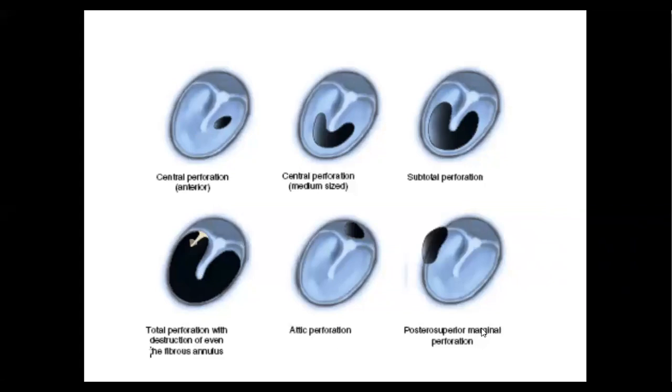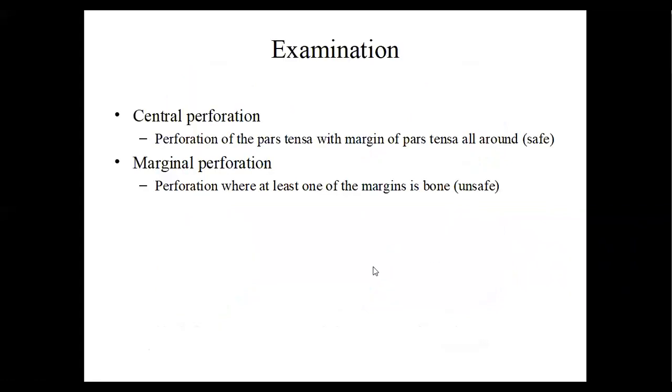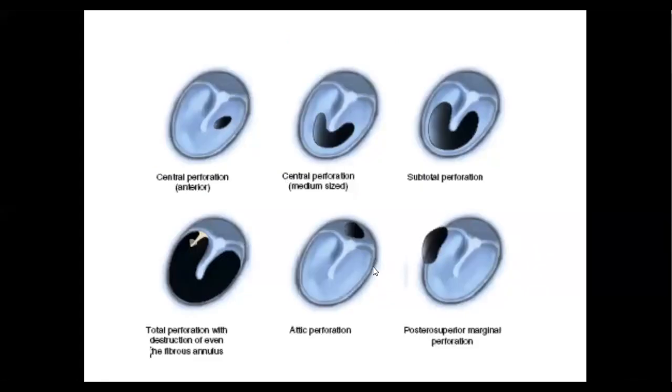Then coming to another variety, that is marginal perforation, where one of the margins of the perforation is made by the annulus. The remaining are by the remnant of the tympanic membrane, whereas one of the margins is formed by the annulus. This variety is quite dangerous because again it has a risk of squamous epithelial invasion into the mid layer. So that's about the central and marginal perforation.